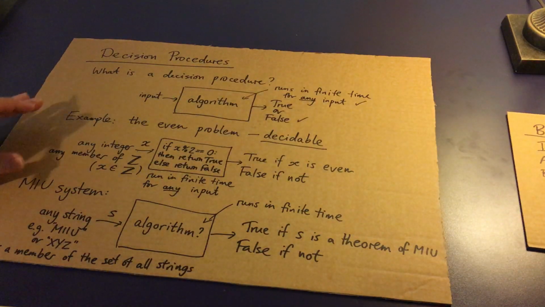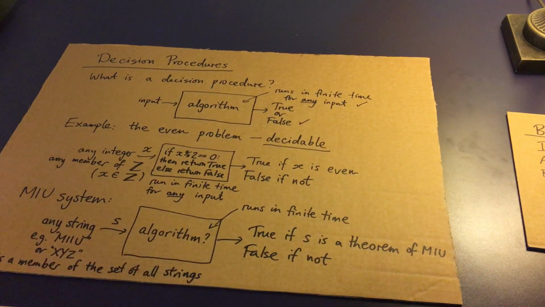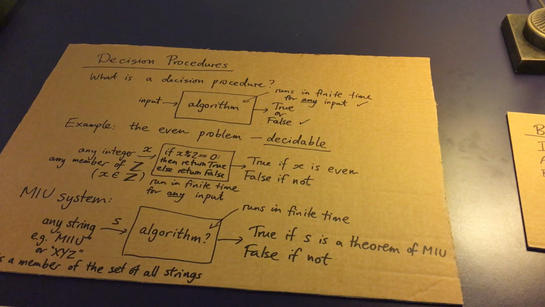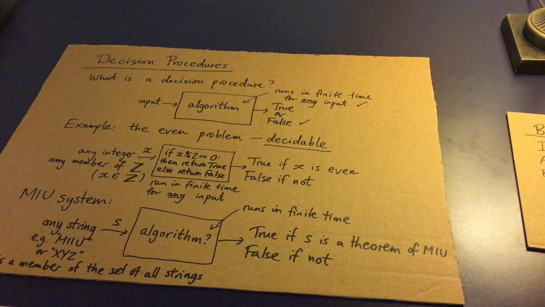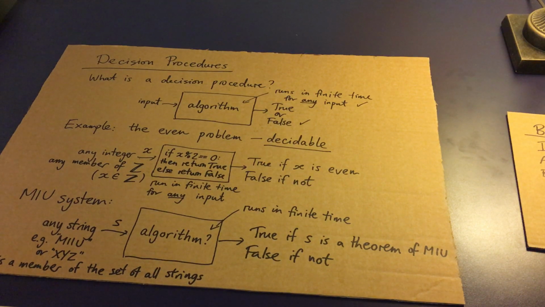The question I'm posing to you is, is MIU decidable? Is there an algorithm? And the way that you would prove that it's decidable is you come up with an algorithm. So good luck, see if you can come up with that algorithm, and later on in the course I'll present what the algorithm is to you.